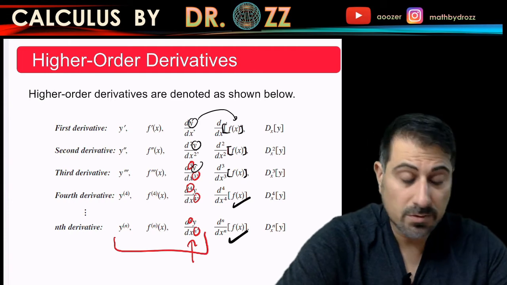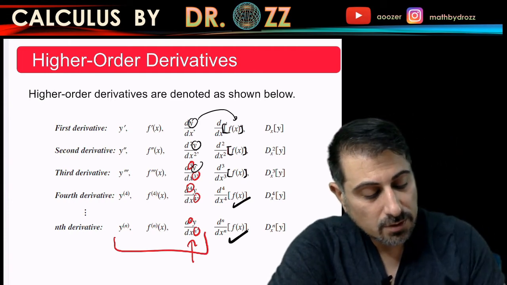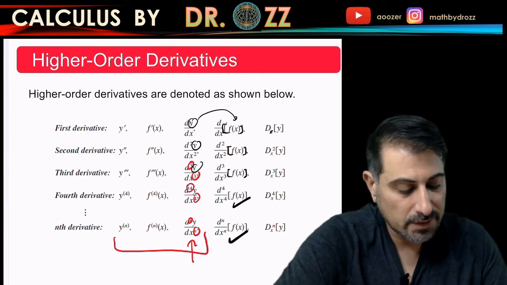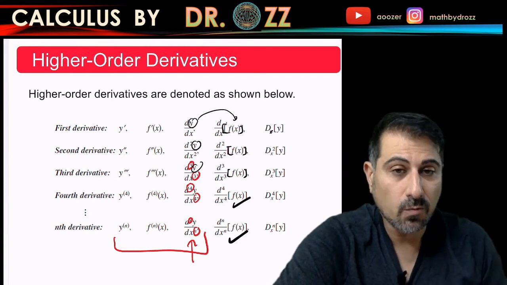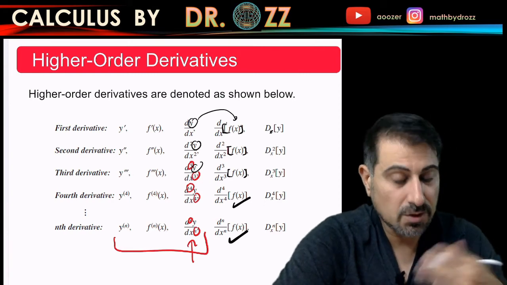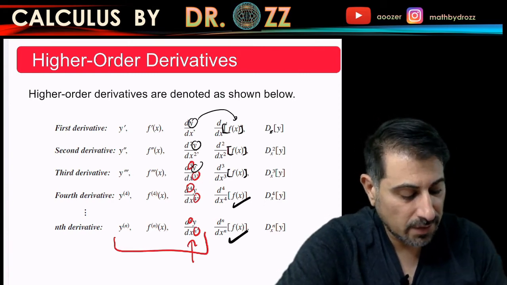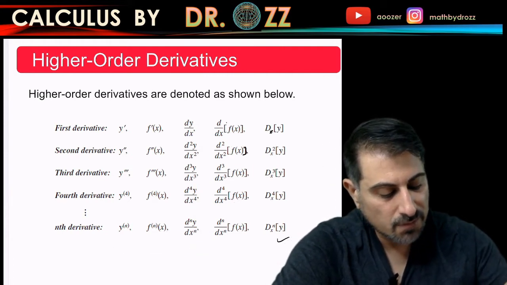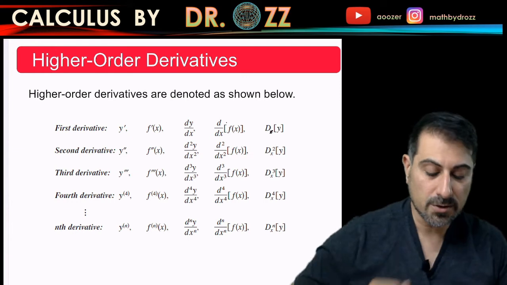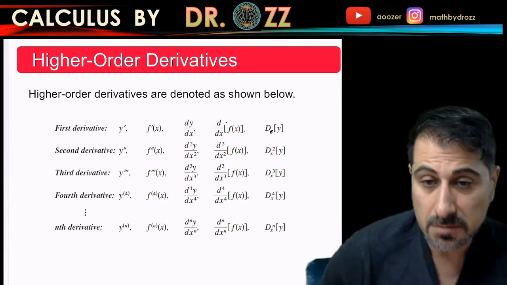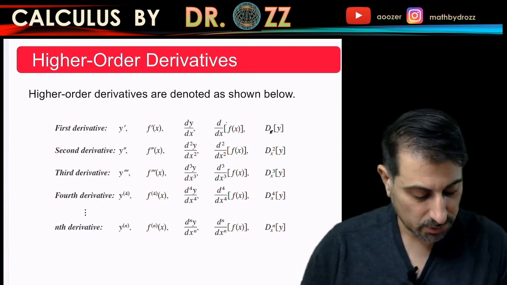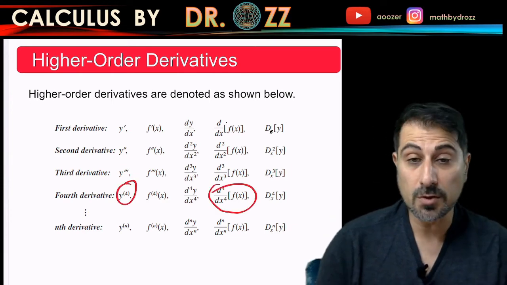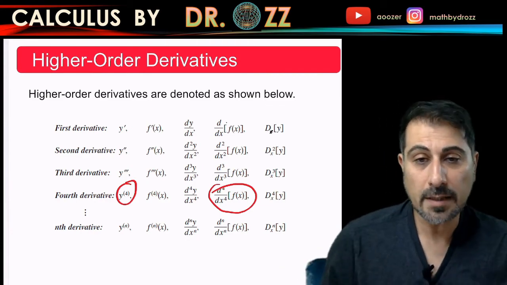You can also use the operator notation. When I say D sub x y, it's essentially y prime or dy over dx. D sub x squared y is the second derivative, D sub x cubed is the third, and D sub x to the n is the nth derivative of the function. So I would just get familiar with all types of notations here, because in certain questions you will see that the question is asking for the fourth derivative in this form or in this form, so you will know what you are talking about.